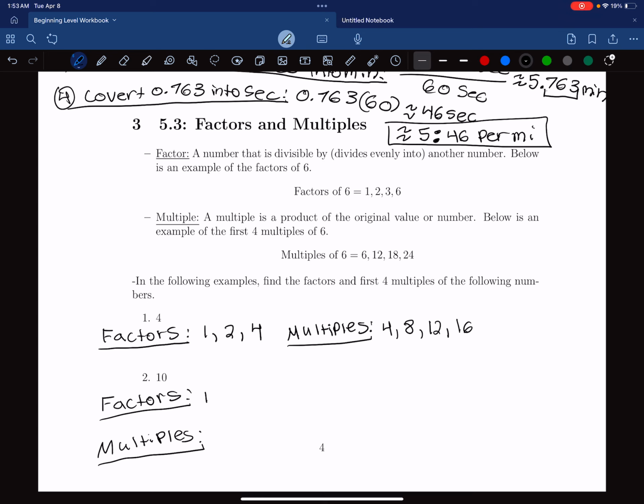And that is going to be 1, 2, 5, and 10. And looking at our multiples, we are going to have to count up by 10s. So we're going to start off with 10, 20, 30, and 40.